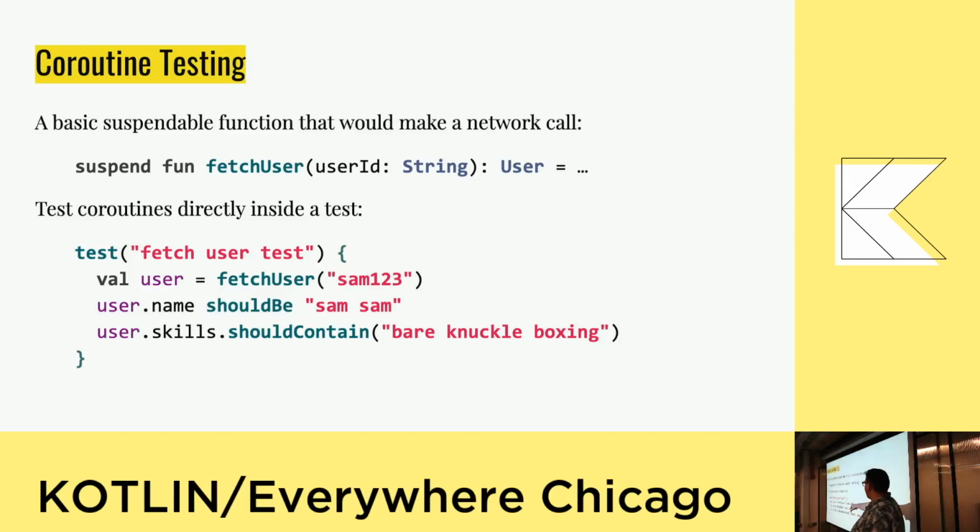So this fetch user here is the coroutine. We're obviously using it. We're not calling runBlocking. We're not having to launch anything. KotlinTest takes care of all that for us on both JavaScript and the JVM, which I think is really cool.